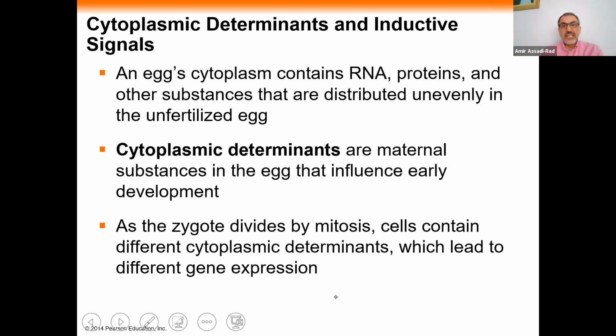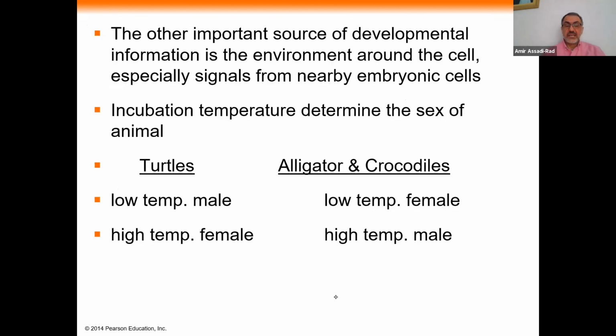Cytoplasmic determinants and inductive signals. An egg's cytoplasm contains RNA, protein, and other substances that are distributed unevenly in the unfertilized egg. I talked about that a little bit in the last diagram. Cytoplasmic determinants are maternal substances in the egg that influence early development. As the zygote divides by mitosis, cells contain different cytoplasmic determinants, which leads to different gene expression. I think these are all elaborations of what I said so far.